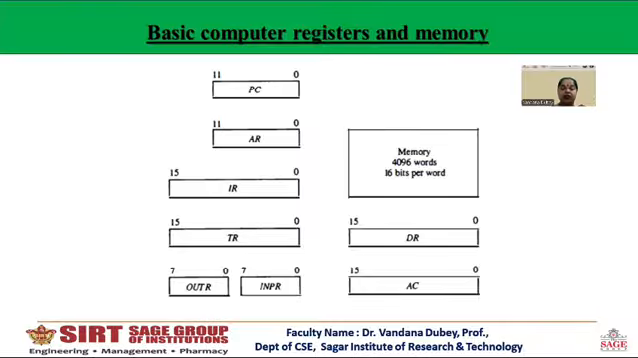Now, basic computer registers and the memory has been shown here. Registers work closely with memory. When a program runs, the program counter gives the address. The instruction is fetched from the memory. The instruction is stored in the instruction register. Data is transferred to data register. The accumulator performs the operation. This process is called the instruction cycle, which includes fetch, decode, and execute. And registers make this cycle fast and efficient.